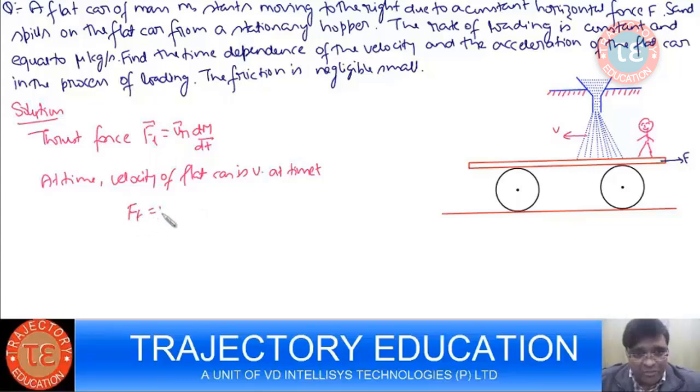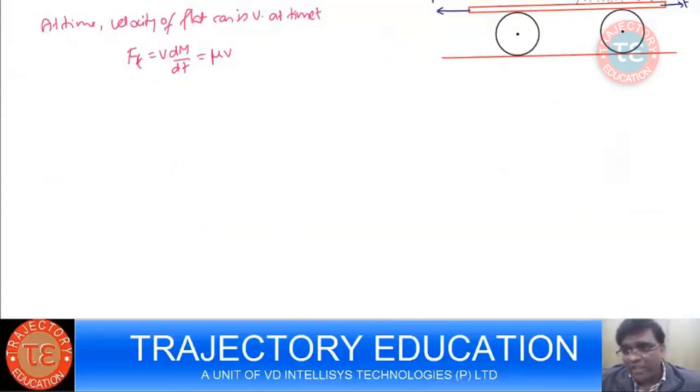So the thrust force is going to be VR, which is v, into dm by dt. And what is dm by dt? It's written, rate of loading is mu kg per second. So it is mu into v. This is the thrust force. Since dm by dt is positive, thrust force is going to lie in the direction of relative velocity. So this is going to be mu into v.